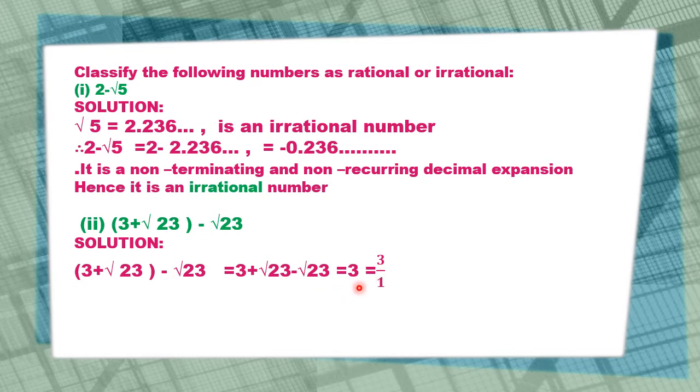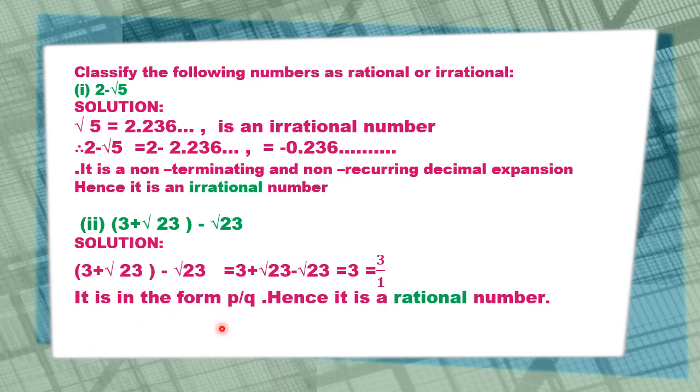Can you represent 3 in the form p upon q? Yes. You can represent all whole numbers in the form p upon q. How? Just divide them by 1 and the form changes. It will be in p upon q form. And whenever you can represent a number in p upon q form, it is called a rational number.